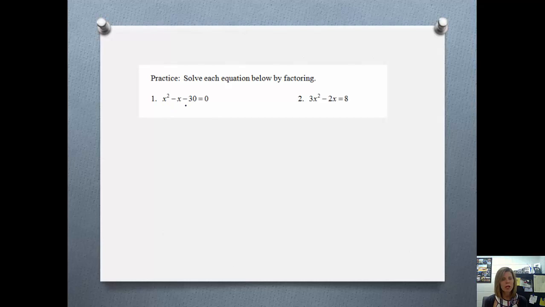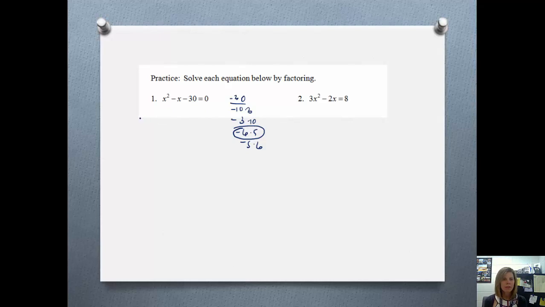Since it's a quadratic trinomial, we are going to take the 1 times the negative 30, so we're going to write negative 30 off to the side, and be thinking what times what would give us negative 30. Negative 10 times 3, negative 3 times 10, negative 6 times 5, negative 5 times 6. Now which one of those choices would add together to give me negative 1? It's going to be the negative 6 and 5 because negative 6 plus 5 is negative 1.